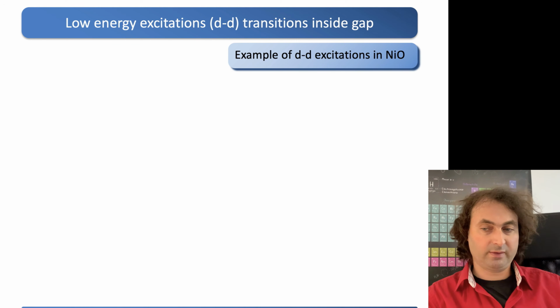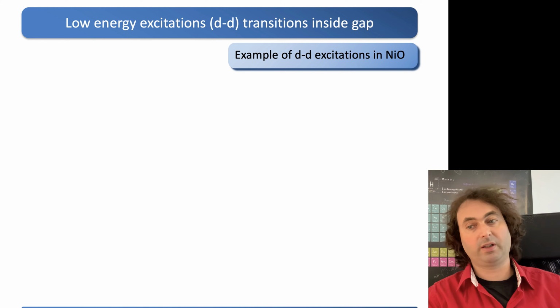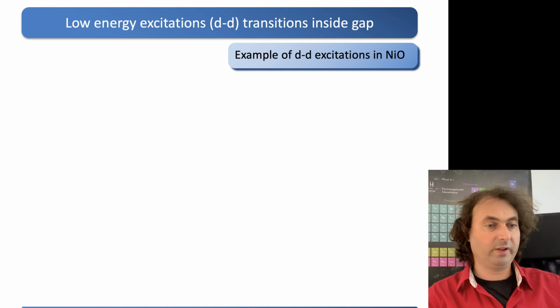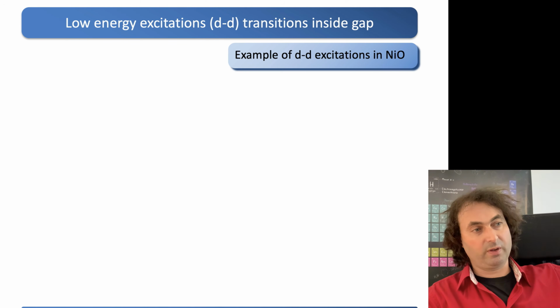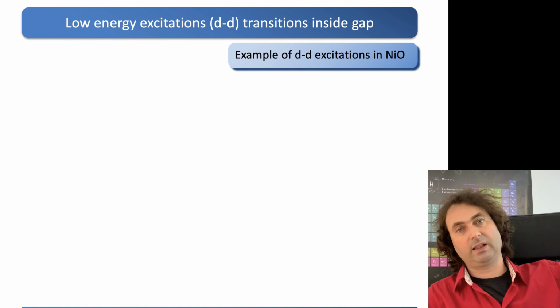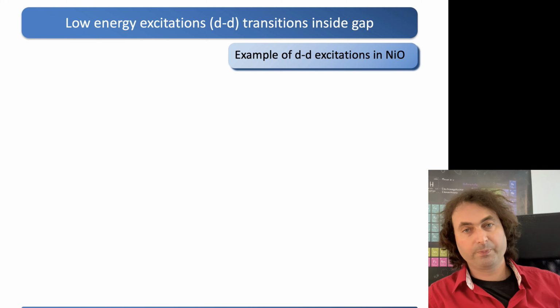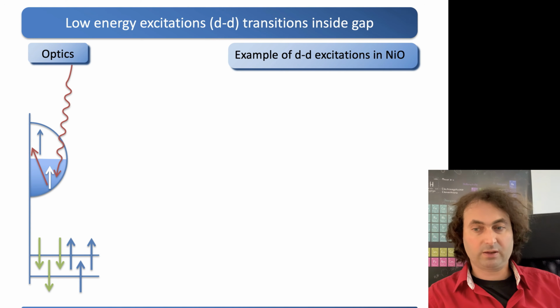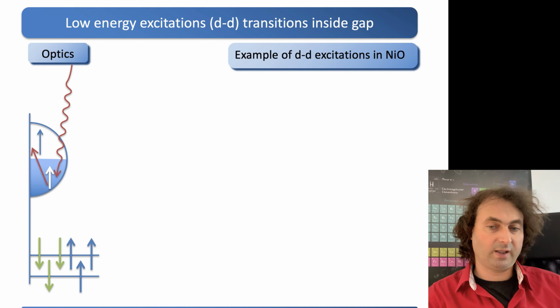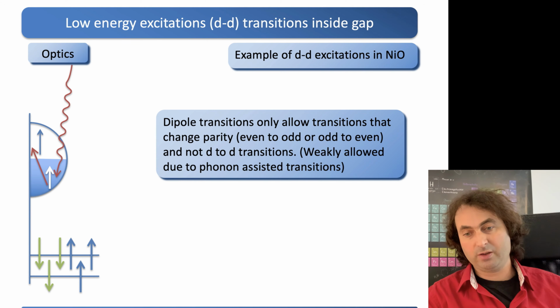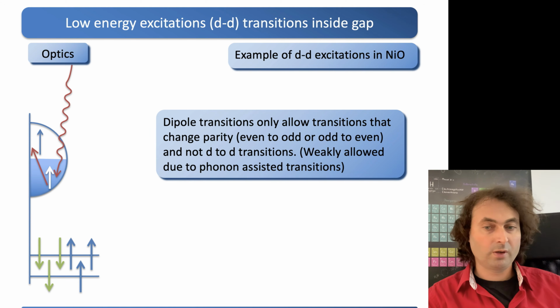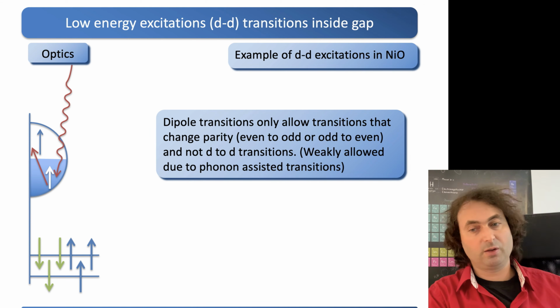And let's have a look at DD excitations in nickel oxide. We saw before, experimentally, you have an optical gap of about 3.5 to 4 electron volt. So it takes 4 electron volt to take out an electron from one site and put it on another. But flipping electrons between orbitals should take much less energy. So these are transitions that you in principle could make with optics.